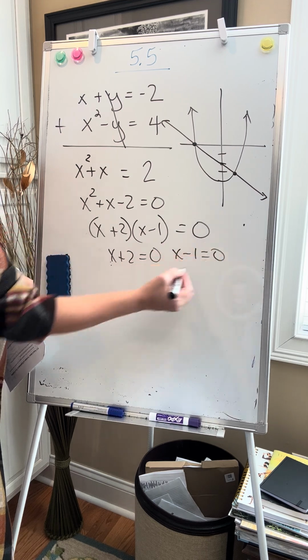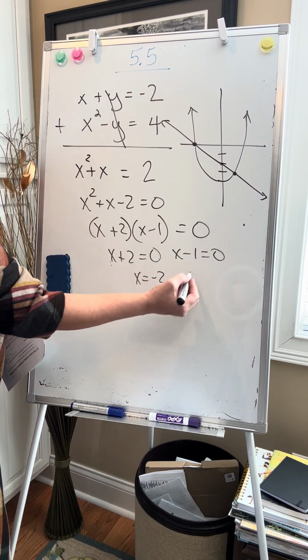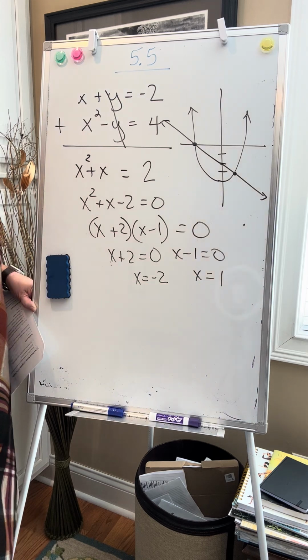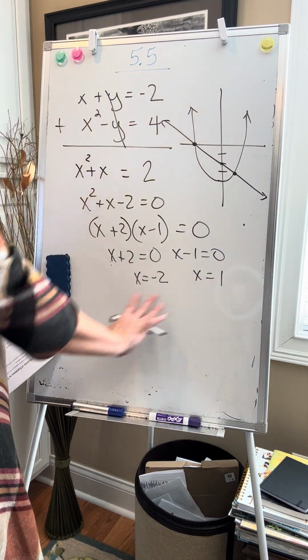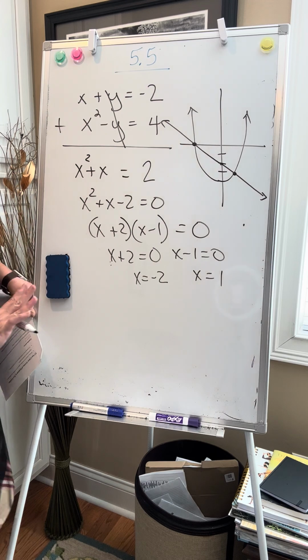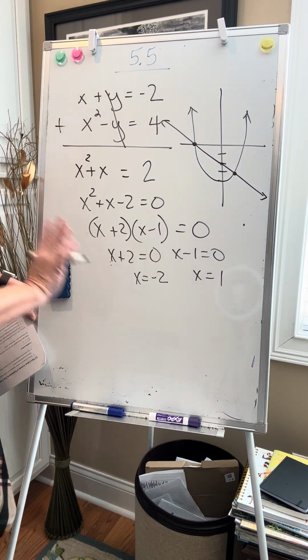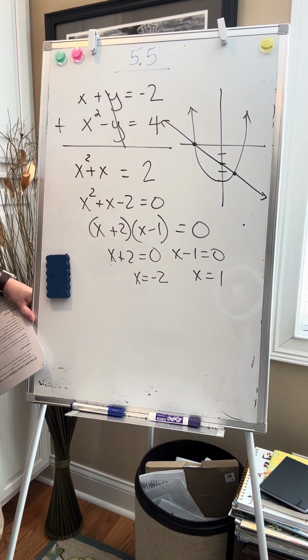It would FOIL back to the correct answer. We get -2 and +1. So those are both x values, notice. That's different than what we did on section 5.1. Here we have 2 values for x. So we need to find both of their y counterparts.